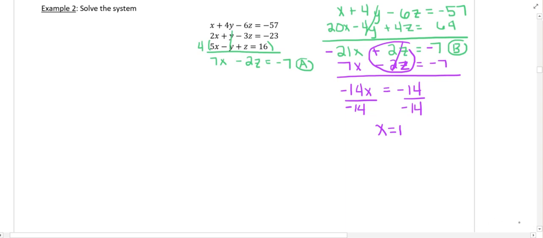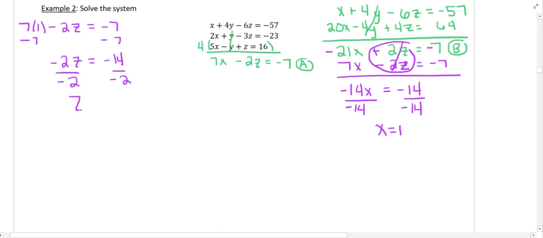All right, I have my x value. I want to find the z. So let's go over here to equation A. I've got 7x, so 7 times 1 minus 2z equals negative 7. This is 7, so let's go ahead and subtract that. So I have negative 2z equals negative 14. Then I'll divide by negative 2. Then that's going to give me z equals positive 7.